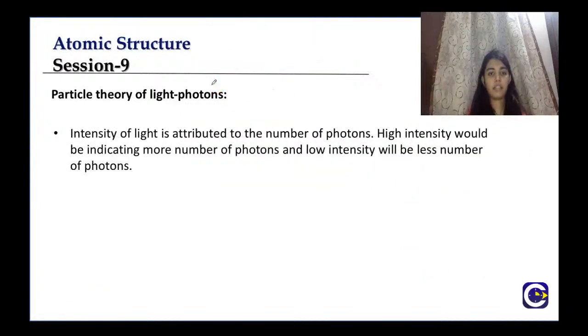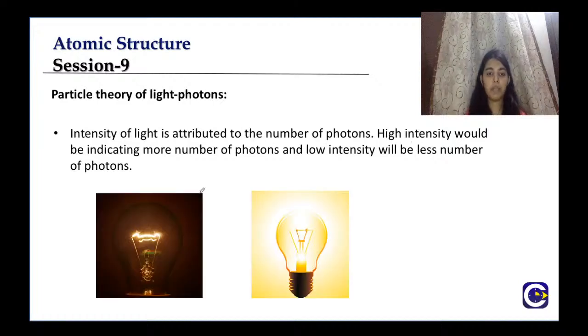Yeah, so next is, intensity of light is attributed to the number of photons. That means high intensity indicates more number of photons and low intensity indicates fewer photons. If you see two bulbs, one glowing dim and one glowing very intensely, the intensity of light is attributed to the number of photons. So if the number of photons is high, the intensity would be high, and if the number of photons is less, the intensity would be low.